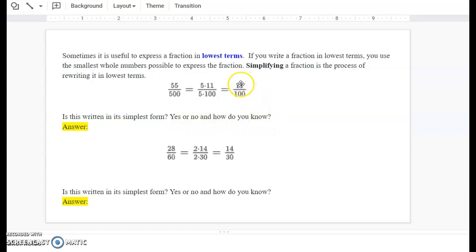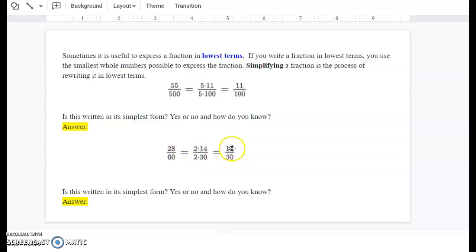Is there any number that we could divide 11 and 100 by that gets them both to a nice solid number? A factor that 11 and 100 have in common. Here's the next one: 28 over 60. Now 28 and 60 each have 2 as a factor. So this student decided that 2 was going to be the one they used to simplify. If we divide 28 by 2, we get 14, and if we divide 60 by 2, we get 30.